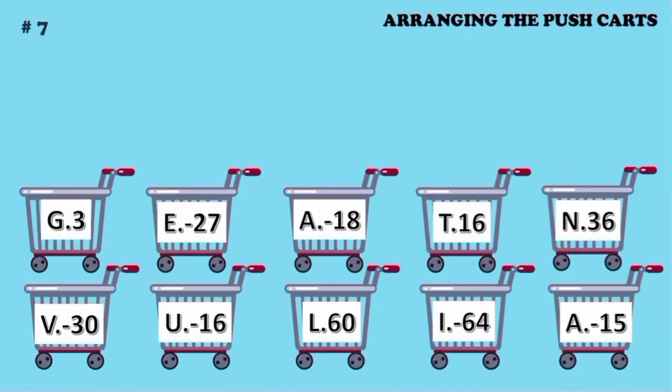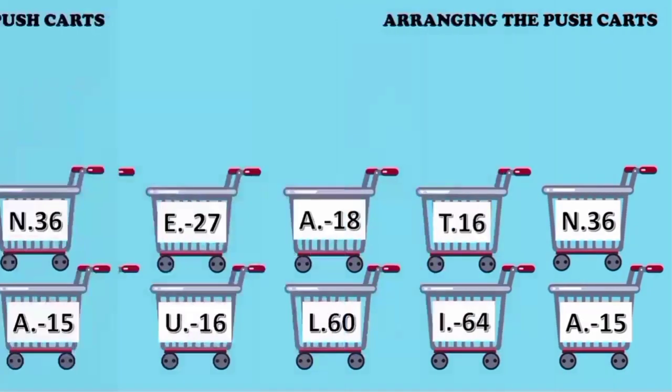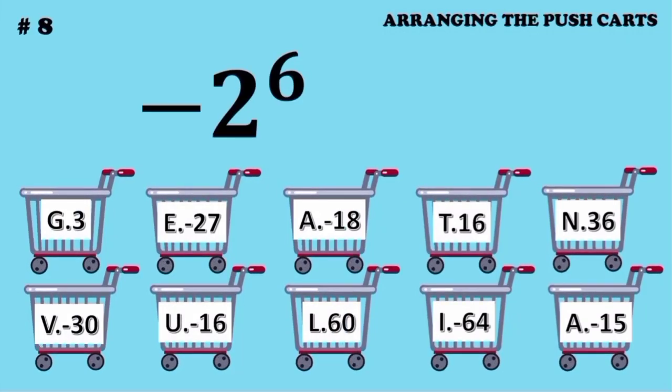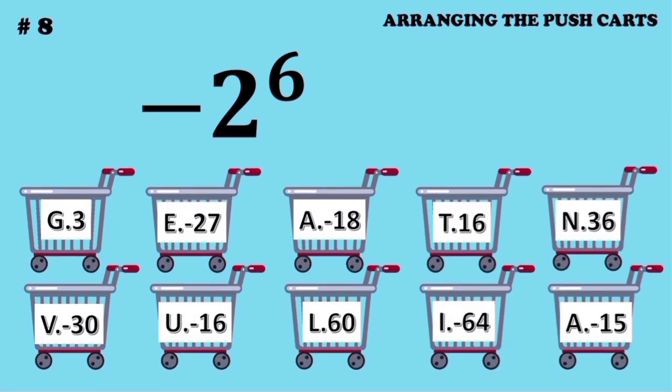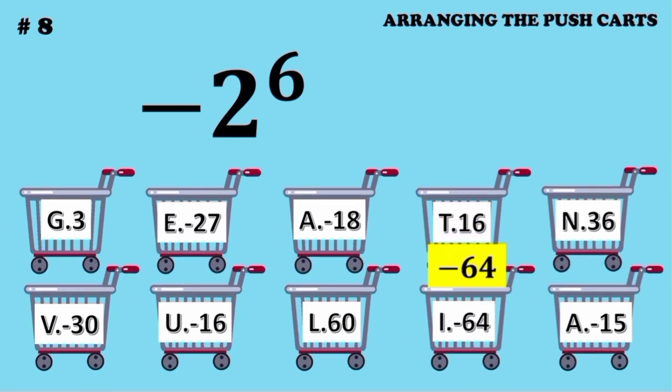Question number 7. 10 plus negative 8 plus 14. The answer is 16. That is letter T. For question number 8, we have negative 2 raised to the 6th power. The answer is negative 64. That is letter I.